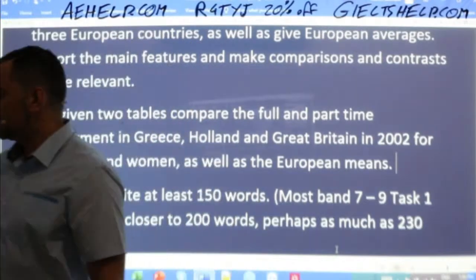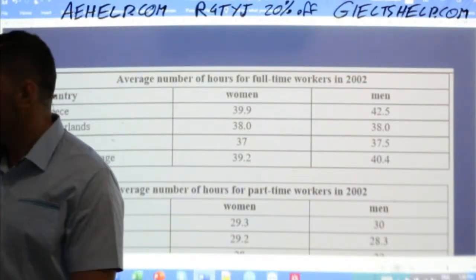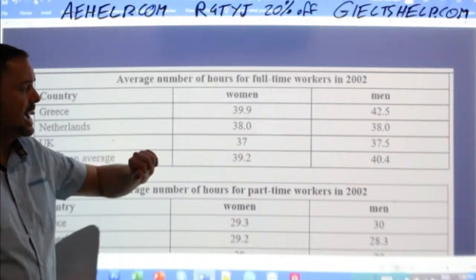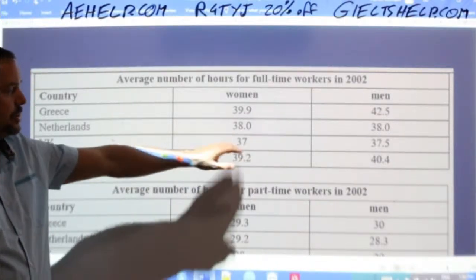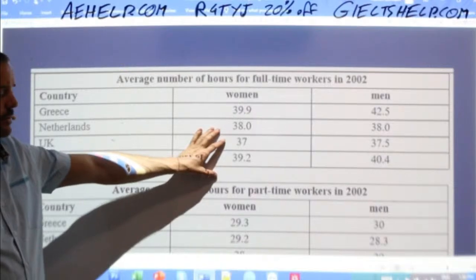Also, are we sure it's percentages, Jainil? Careful with using that word. I don't actually think it's percentages, it's hours. So 39.9 hours, 38 hours, 37 hours. So you want to be careful there, okay?